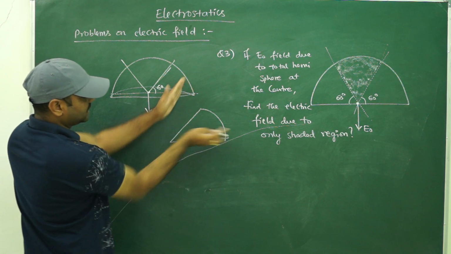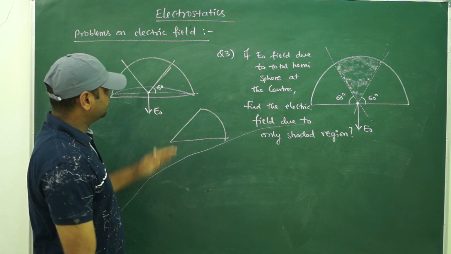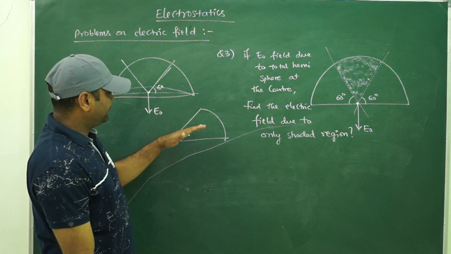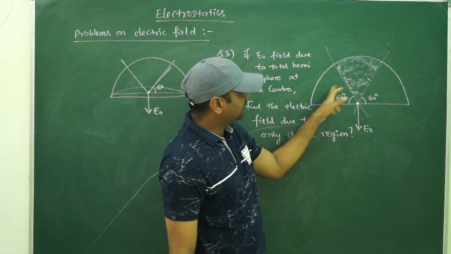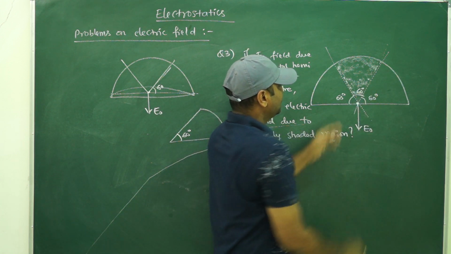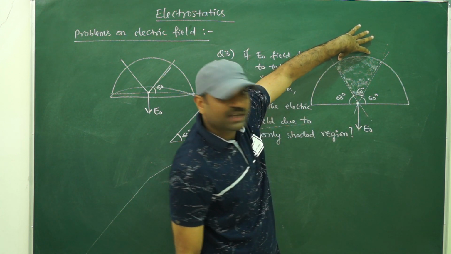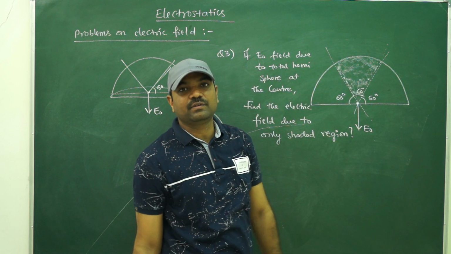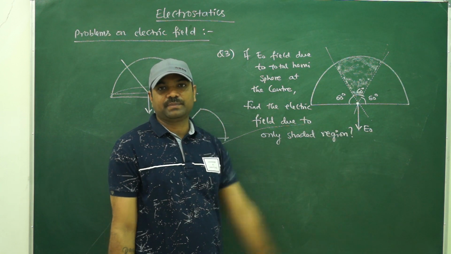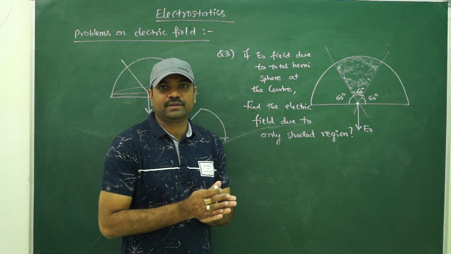Okay, this is one part of the sphere with an angle of what? 60. Because all three parts are identical, 60, 60, 60 only. Total angle is 180. So only the shaded region: what is the electric field at the center due to only the shaded region part? We want to find that out. Okay, that is the given question.